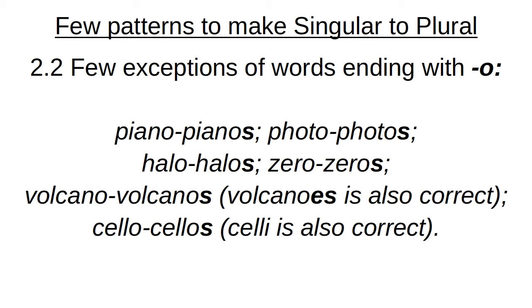So with words ending with o, the exceptions are piano. Here, with piano, we don't add es, we just add the inflectional ending s: pianos. Photo, photos. Hello, hellos. Zero, zeros. Volcano: es is also correct, so you can write volcanoes, s and es, you can write both. Then there is a musical instrument, cello: cellos or celli, both are correct.